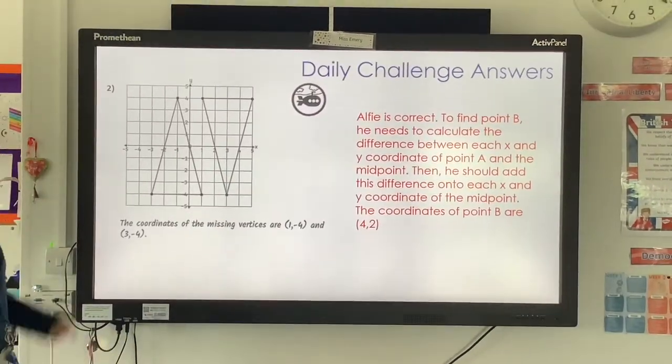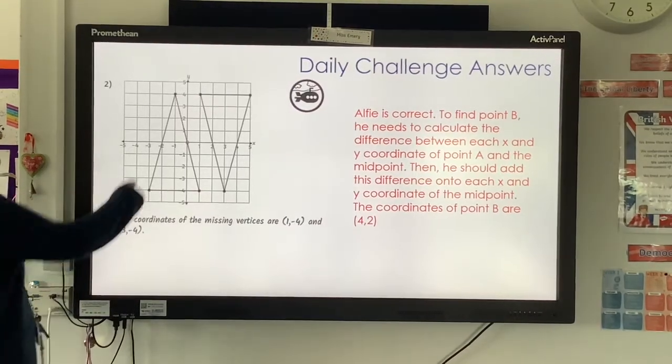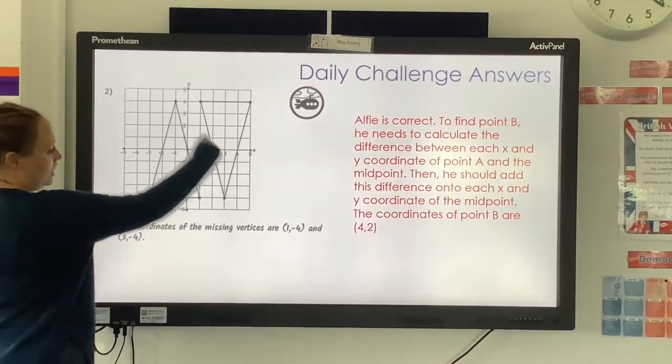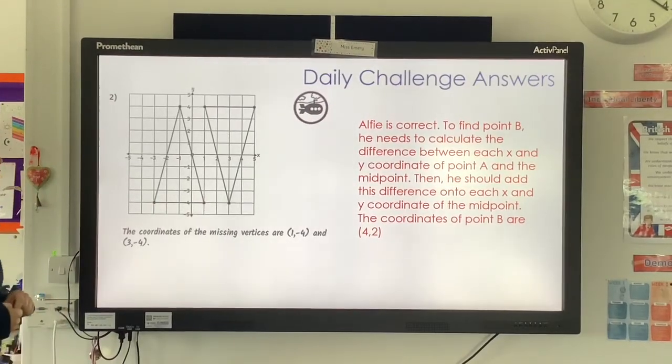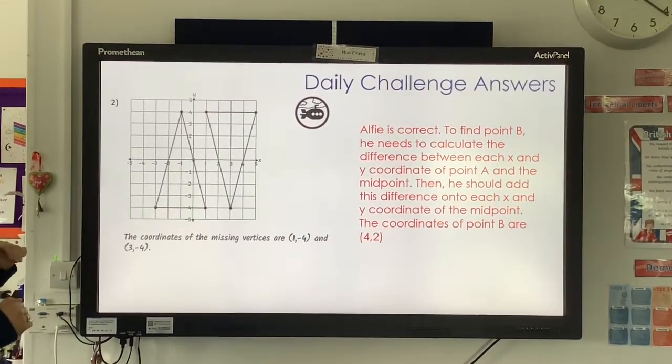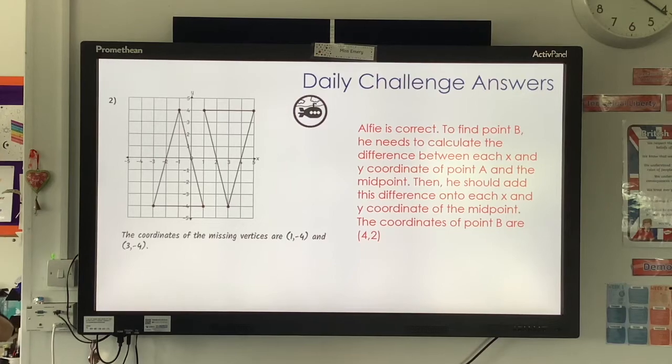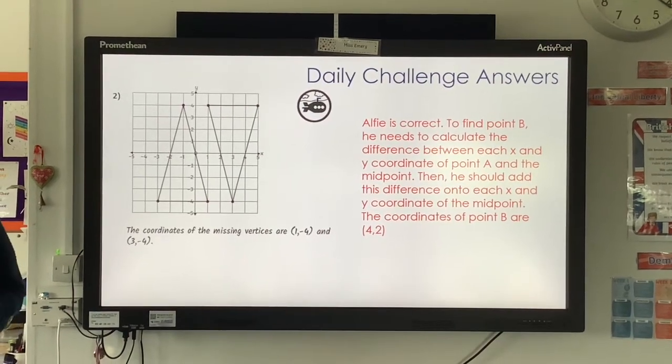So the first problem with the triangles, hopefully you got these two triangles and the coordinates of the missing vertices were 1, -4 and 3, -4. Very well done if you got that.